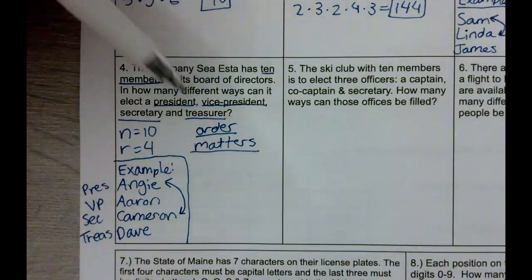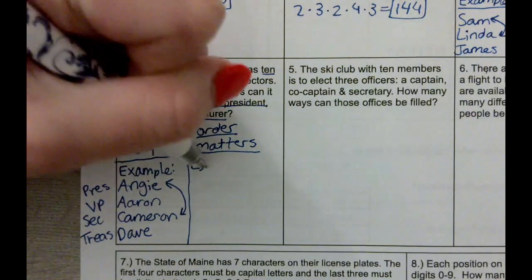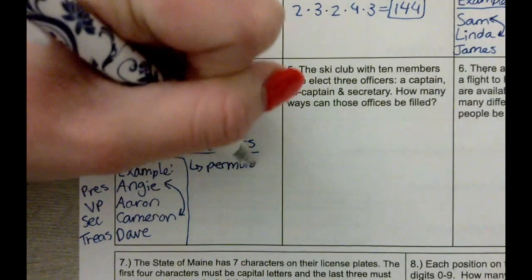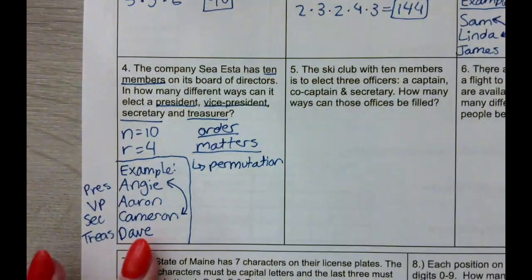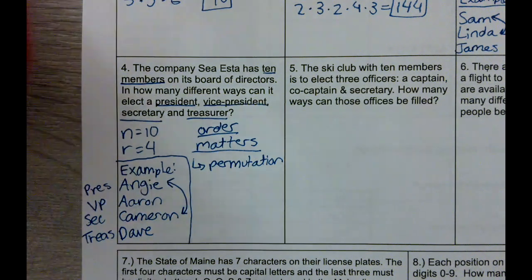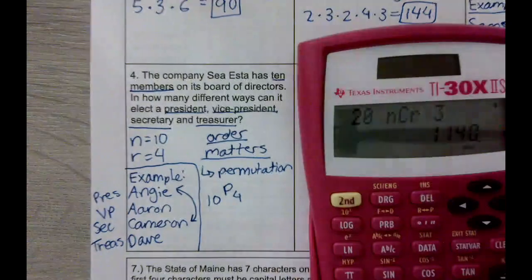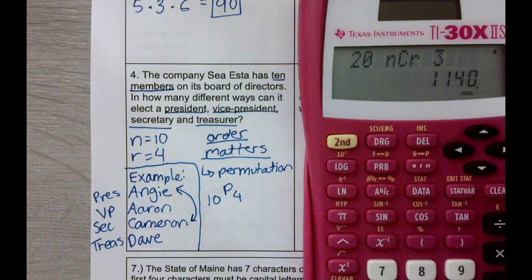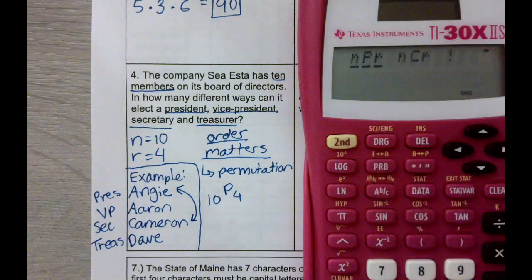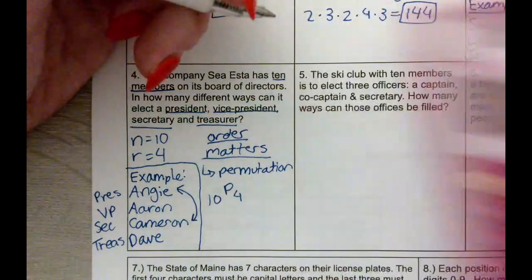So remember, when you have positions involved, titles, that's a dead giveaway that this is a permutation problem. You don't have to come up with your own example, but if you can't tell whether order matters, this is a nice way to do it. Since we now know this is a permutation, this is 10P4. Calculator: 10, probability button, click on the P, and then 4. 5,040 permutations.